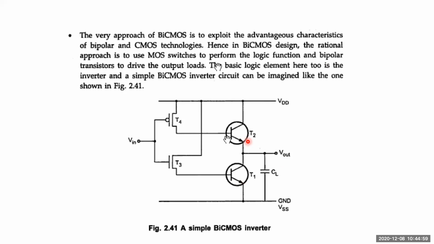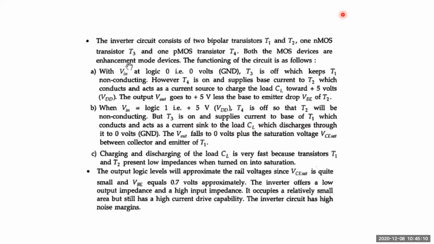T1 and T2 are the bipolar transistors, and T3 and T4 are the MOSFET transistors. So now let us see the operation of this one. The inverter circuit consists of two bipolar transistors, T1 and T2, one NMOS transistor T3 and one PMOS transistor T4. Both the MOS devices act as enhancement mode devices here. Both being in enhancement mode means you are supposed to supply some input in order to create a channel first.